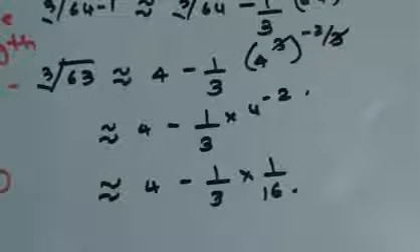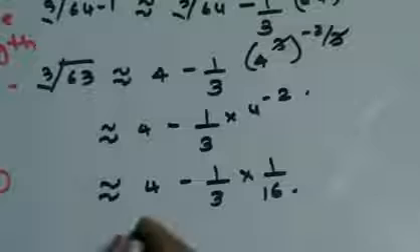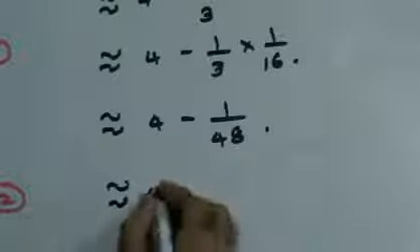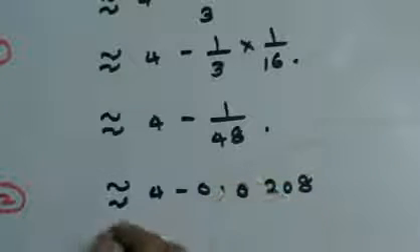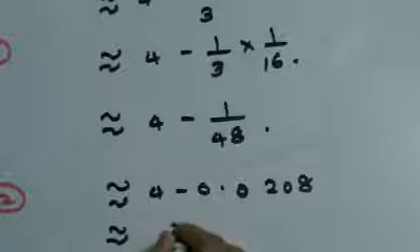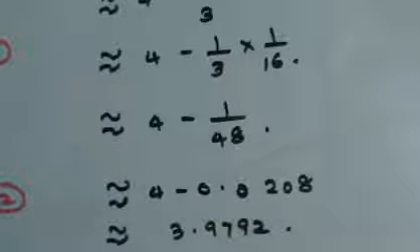Negative indice, bring it in the denominator, becomes positive indice. 4 square is 16. So this is approximately equal to 4 minus 1 upon 48. Right? So when you solve this, you will get the answer as 4 minus 0.0208. And your answer for cube root of 63 will be 3.9792. Fine, do we get this? Let's try another sum of this kind, guys.